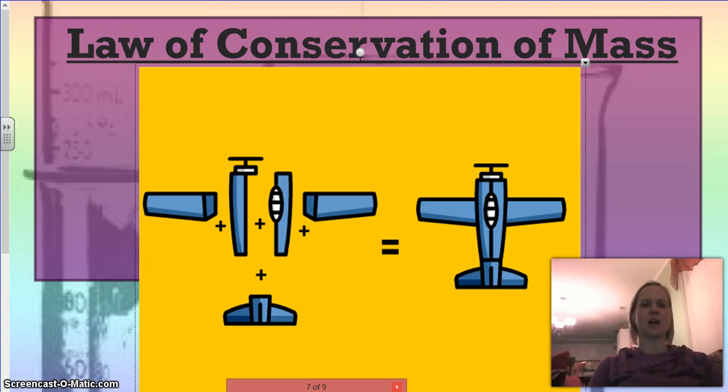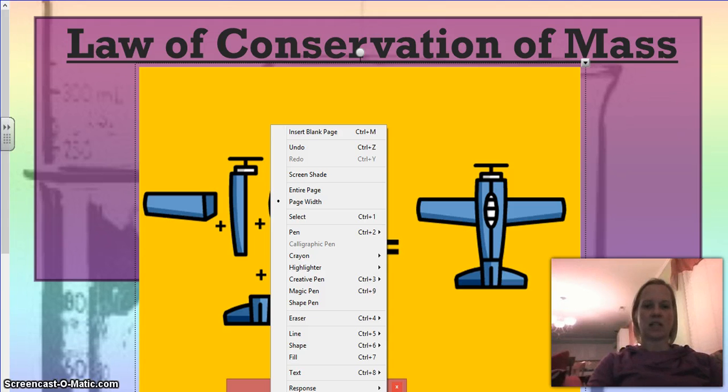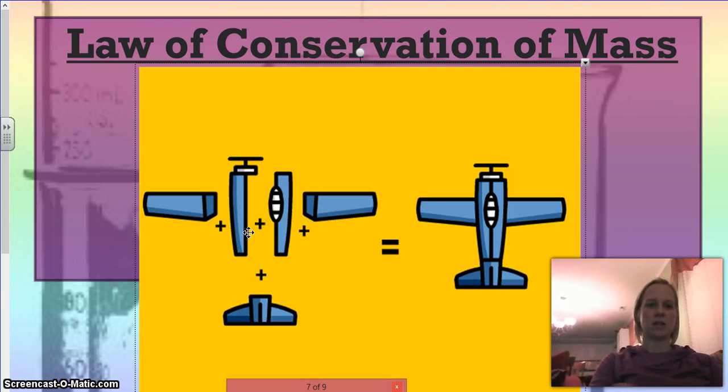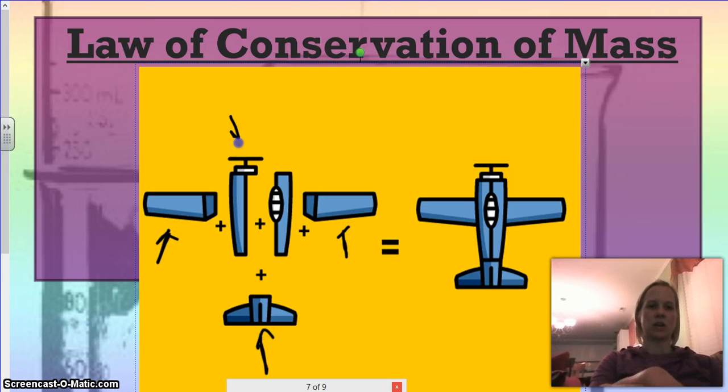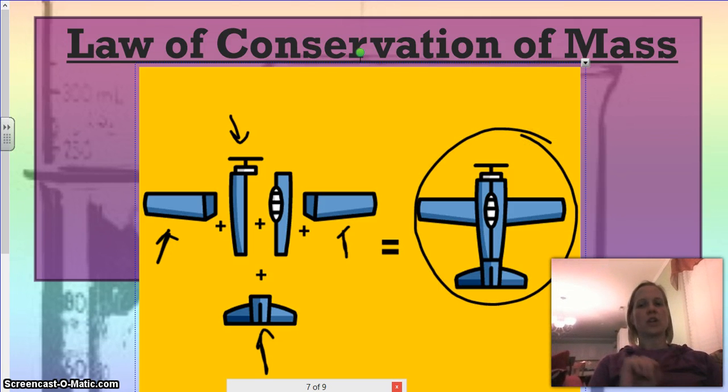All right, the law of conservation of mass. All this simply means is that matter cannot be created nor destroyed. So in a chemical reaction, we start off with reactants. Now, they may not look like much. We can see these parts to the plane: I've got these wings here, and I've got the tail here, and I've got the propeller there. Separately, you're like, okay, these look like parts of an airplane. The product is the entire airplane. So the conservation of mass says that whatever I start with over here, I'm going to have over here in some capacity.